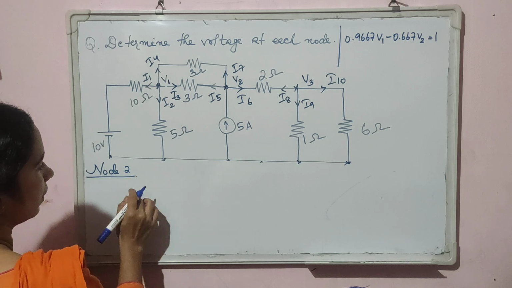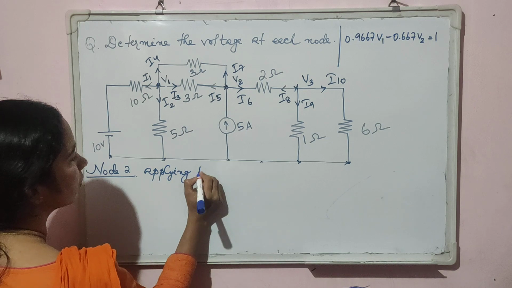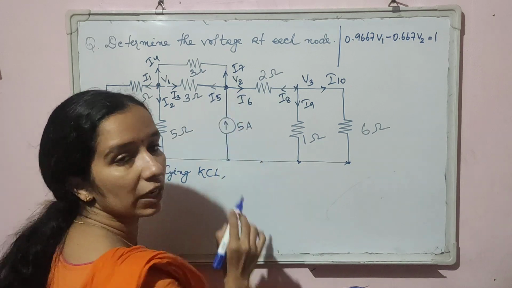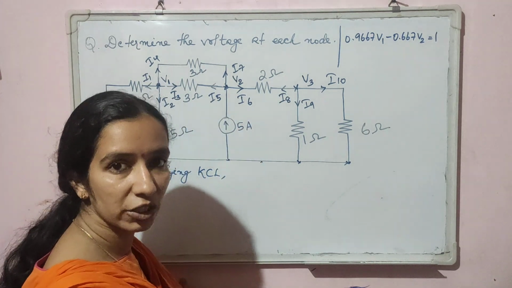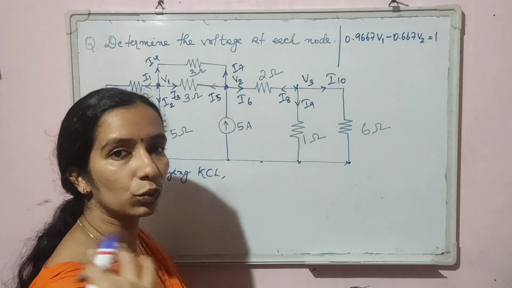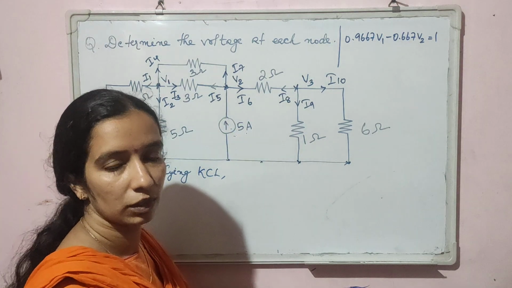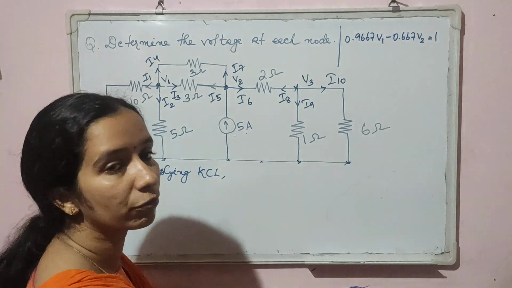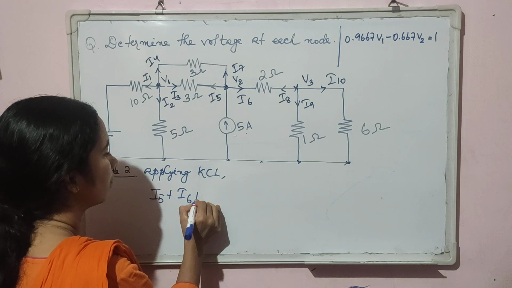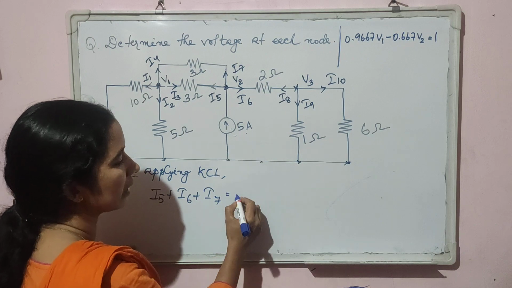For node 2, apply KCL. At node 2, there are 4 branches meeting, so there are 4 branch currents. Currents I5, I6 and I7 are leaving from the node, whereas this 5 ampere current is entering into the node. So sum of currents entering is equal to sum of currents leaving. That is, I5 plus I6 plus I7 will be equal to the sum of currents entering, that is 5.